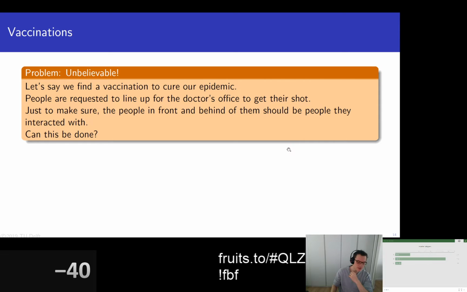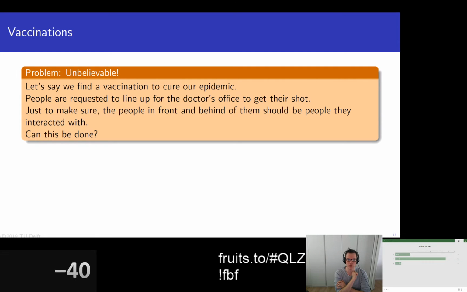One last one to wrap this bit up. Imagine that the unimaginable has happened. We have found a vaccination to cure our epidemic. Now, we're asking people to line up for the doctor's office to get their shot. But just in case something goes wrong or it doesn't work or whatever, we want to again make sure that we limit interactions that have not happened before. So we want to line people up in such a way that for every person in this queue, the person in front of them and the person behind them are people they have previously interacted with.